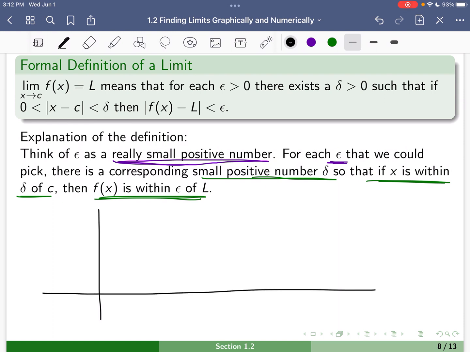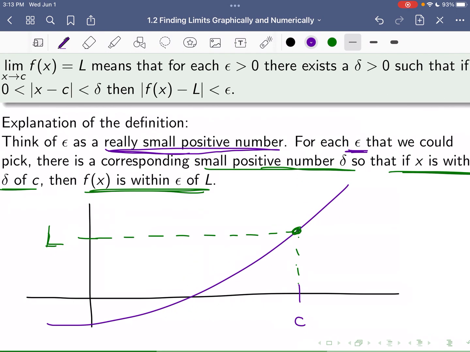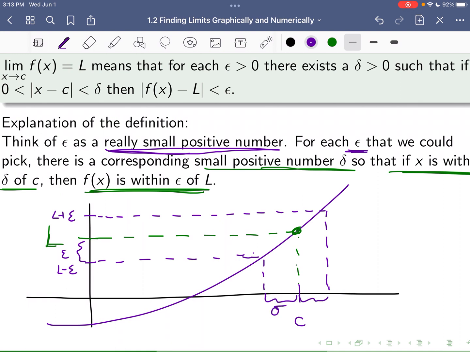And so let me try to draw this graphically. If we have some value c out here, and that function has some limit L, my claim is it has a limit L, and I want to be certain that we are within epsilon units of L. Then if we go epsilon units below L, so L minus epsilon, and epsilon units above L, L plus epsilon, we can ensure that by figuring out a corresponding value of delta.